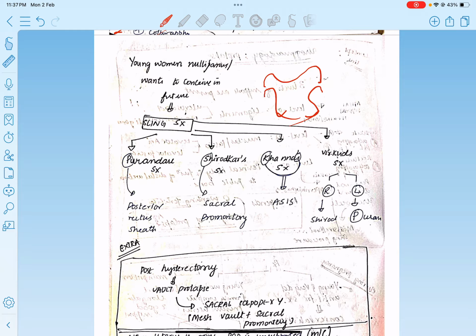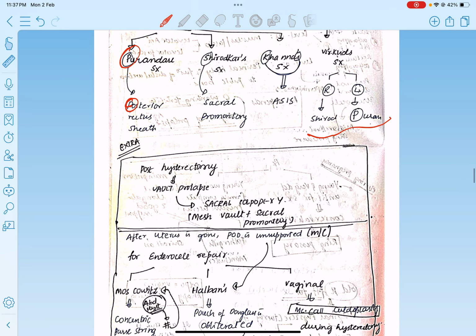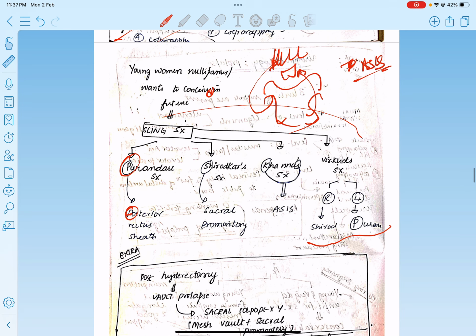So what do you do in Purandare surgery? You will do a sling in the posterior rectus sheath. So P for P. What do you do for Shirodkar surgery? At the back, that is at the sacral promontory, you are going to do a sling. And what do you do in Khanna surgery? You will do it at the ASIS. Then what do you do in vertical surgery? This is what we do. Okay, so this is extra. If you want, you can just remember, but this is an important thing.